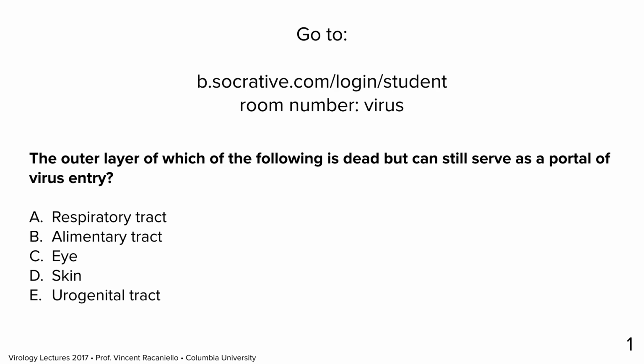All right, first question. The outer layer of which of the following is dead but can still serve as a portal of virus entry? Respiratory tract, alimentary tract, eye, skin, urogenital tract. The answer, of course, is D. I was hoping you'd get 100% there. Yeah, if the outer layer of your respiratory tract is dead, then sadly so would you be.